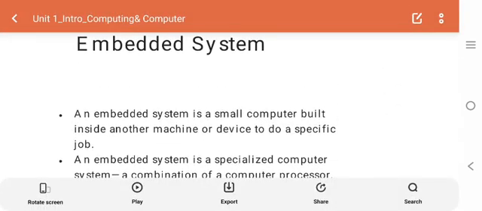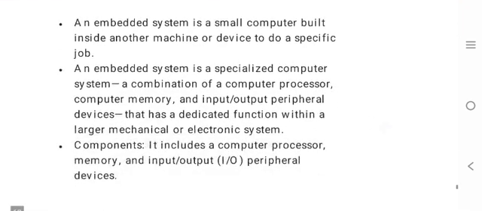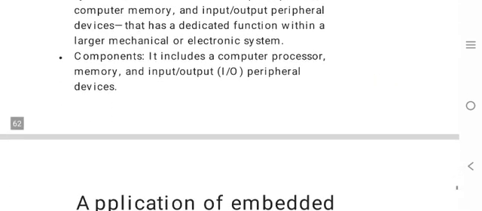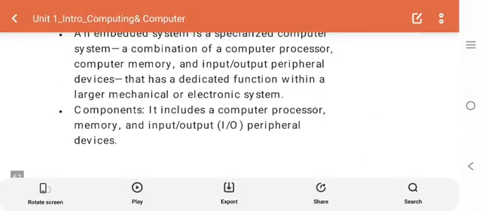Now the last one is the embedded system. An embedded system is a small computer built into a larger machine or device to perform a specific task. It includes a processor, memory, and input output devices. For example, washing machines, microwave ovens, air conditioners, that is AC, and smart TVs. In each case, the embedded system controls the operation automatically, such as timing, temperature, or display settings.